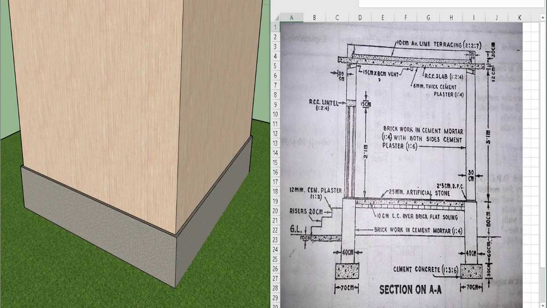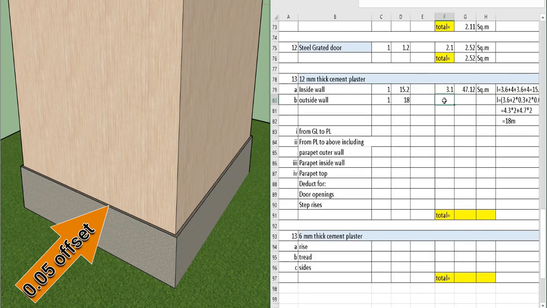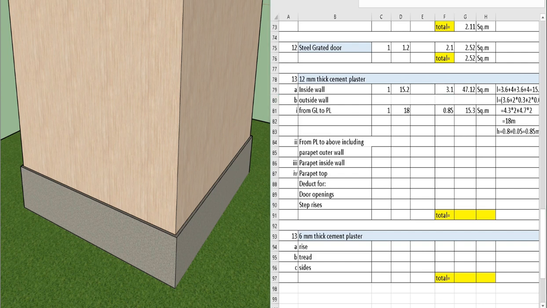We have 80 centimeter height from ground level to plinth level. In this case, we have to add a 0.05 offset in the height considering the plaster of the projections. So the height is 0.8 plus 0.05 offset, that is 0.85 meter. So we get our total quantity 15.3.